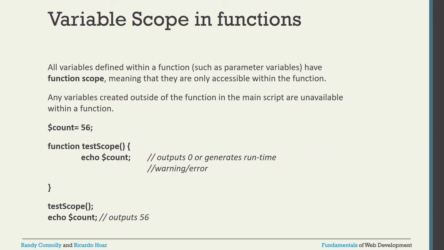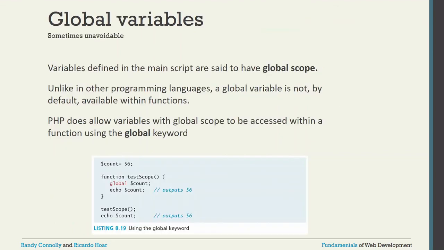But after closing the function bracket, if we call this function test scope and display that value, the output will come as 56. I think this is clear. So that's why I am saying that all variables defined within a function have a function scope. So here if you want to use a variable from outside, you can use the global scope.